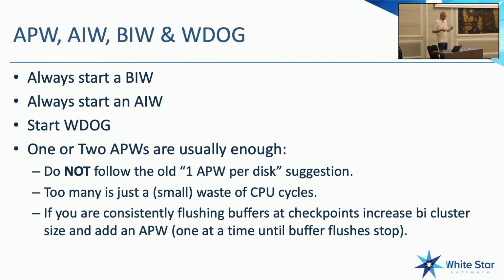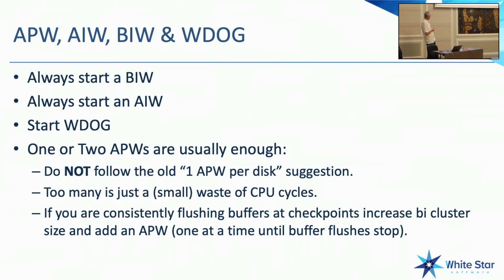As we talked about this morning, there are some really old KBase entries out there that say you need 1 for every disk that your system has. And that was true 20, 30 years ago when you had discrete disks. But now you've got these SANs that do all that behind the scenes. You don't want to count those disks and start APWs for each one of them. That's not necessary. It's not helpful. 1 or 2, that's all you need.